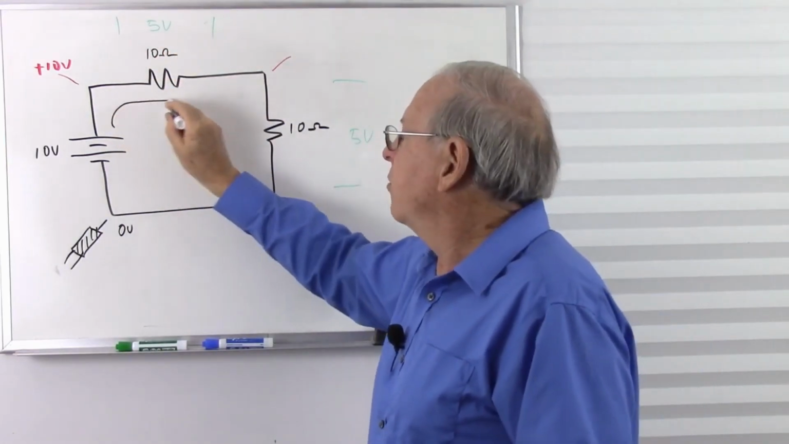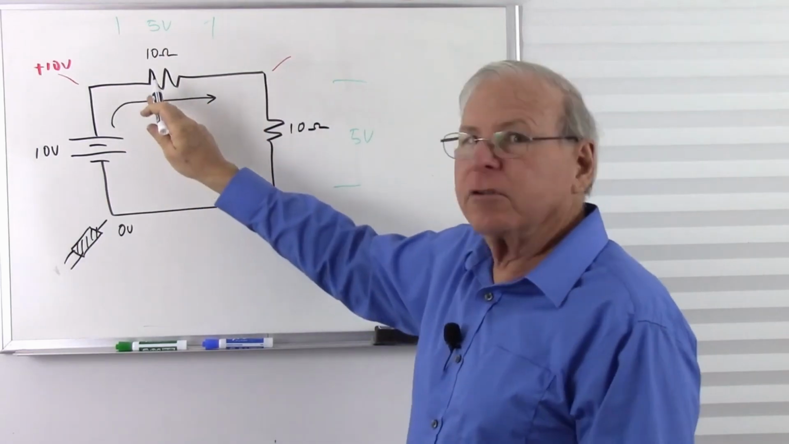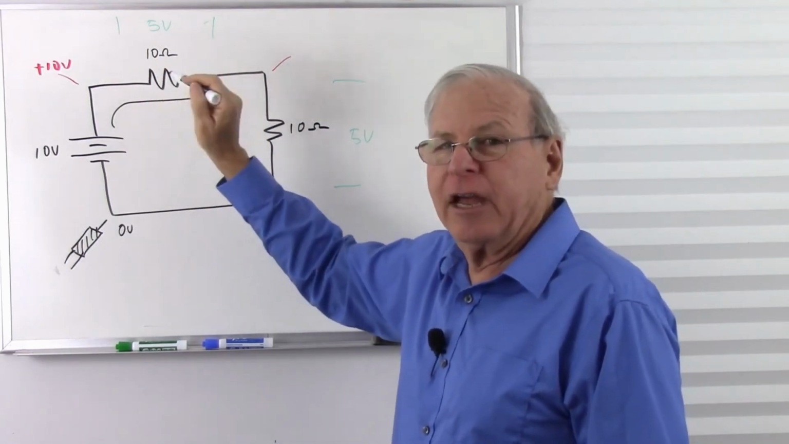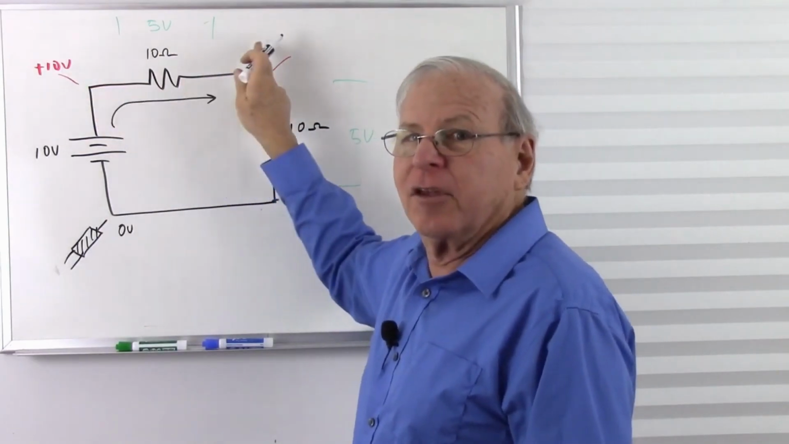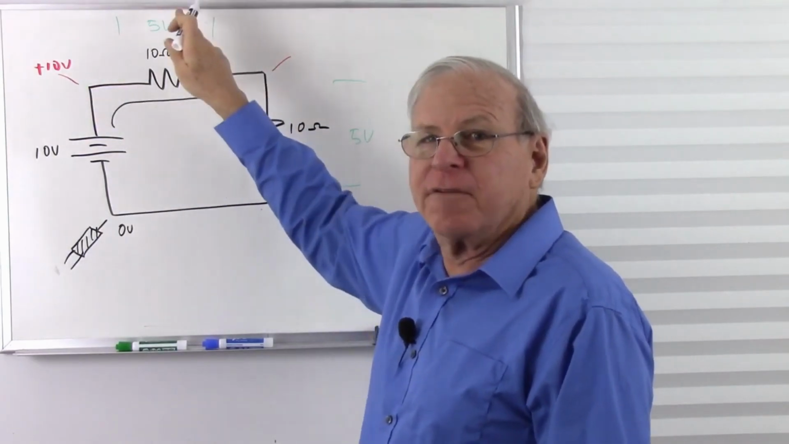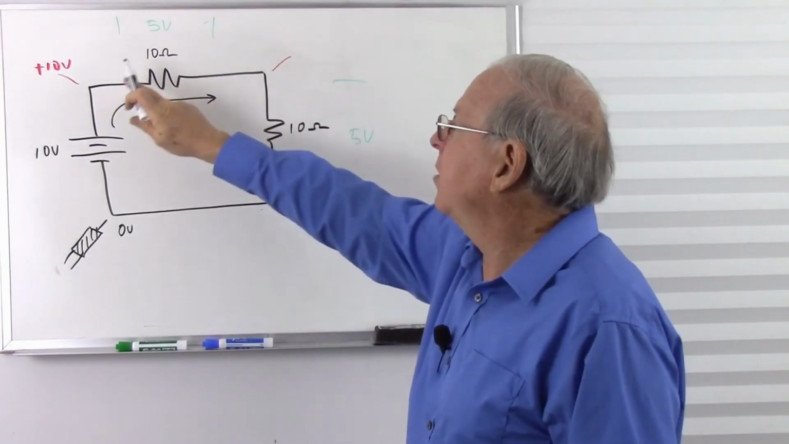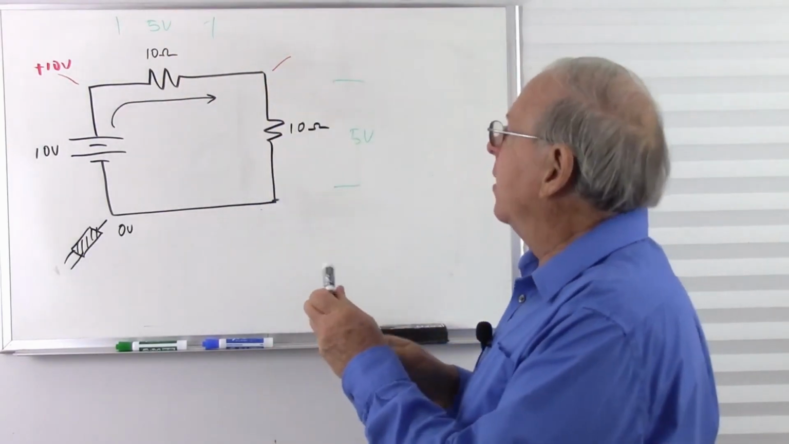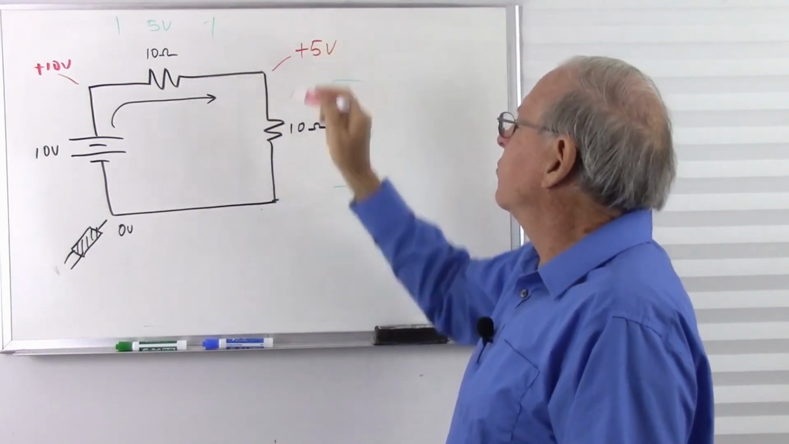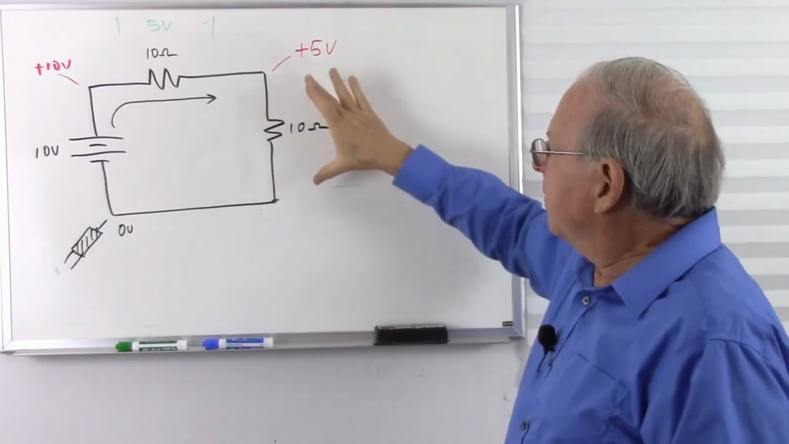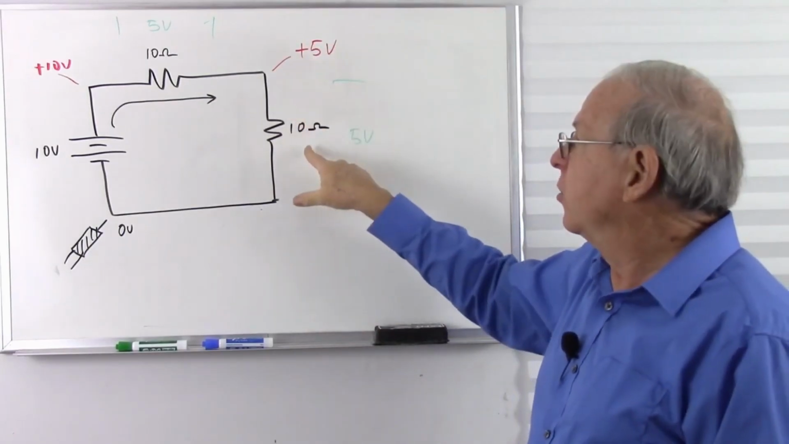We have conventional current flowing that direction, and we know the voltage is going to be higher where conventional current enters the resistance and lower where it exits. This is anchored at 10 volts. This must be lower by how much? 5 volts. So we start with 10, we lose 5, and we have plus 5 volts left over. So now we have 5 volts across this 10 ohm resistor.